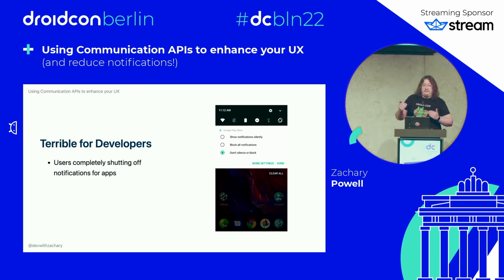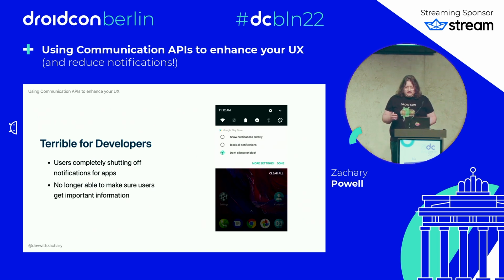If your app depends on the user getting that information in real time, in a way that's useful to them, it can be a nightmare that, well, yeah, they have the control to disable that completely, and your app could essentially be useless. So you're no longer able to get that important information to a user, even if perhaps some notifications in your app are vital. If they've decided to completely block all notifications, that's gone.